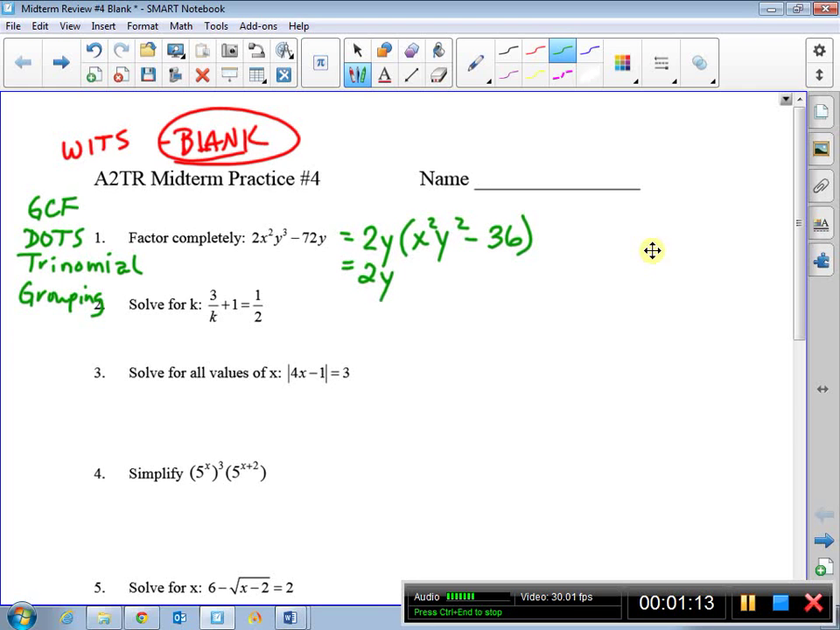Keep that 2y there. X squared y squared minus 36 is definitely dots. It's a difference of 2 squares. xy times xy, and 6 times 6. And now we're done.